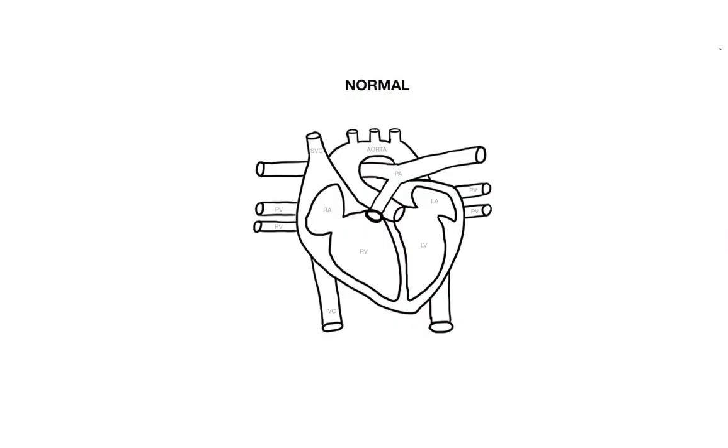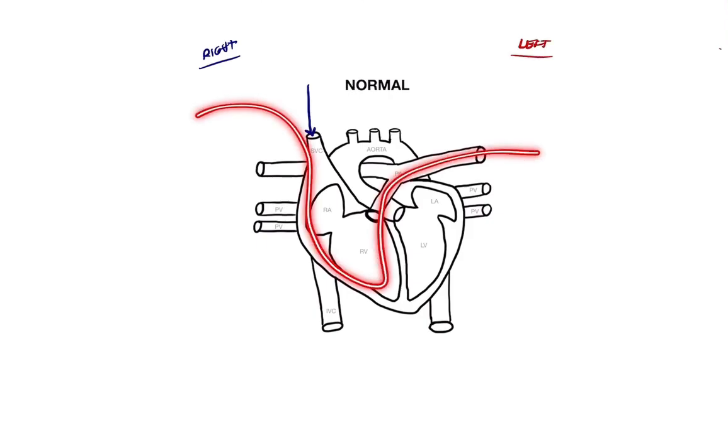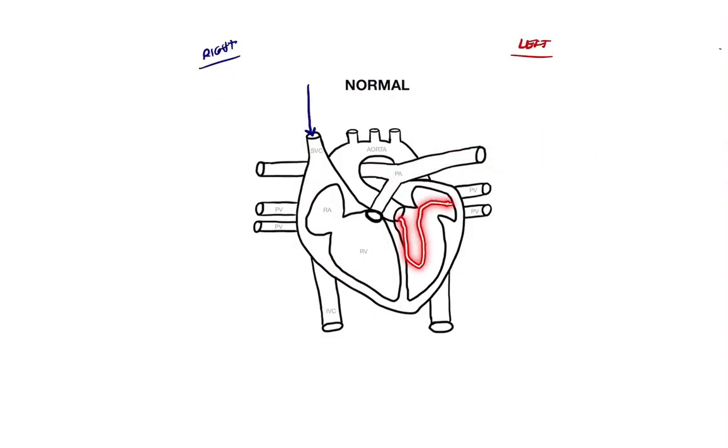So we have 2 circulations, the right side of the heart and the left side of the heart. The goal of the right side of the heart is to push blood into the lungs for it to be oxygenated, and the goal of the left side of the heart is to push that oxygenated blood and deliver it to the rest of the body.